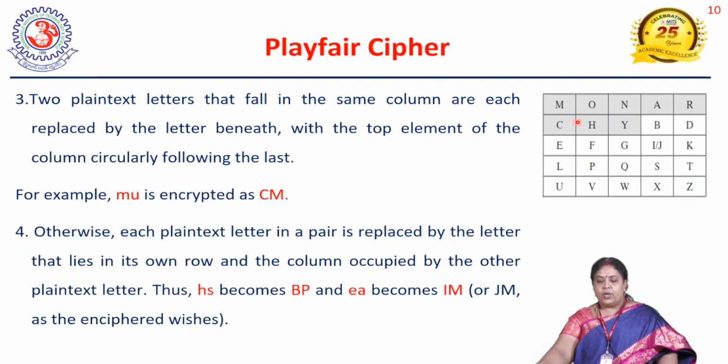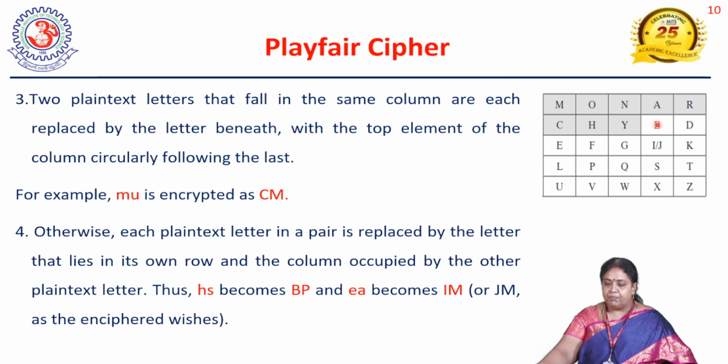Okay, so H is substituted by B and S is substituted by P. For example, E. We see here E, and where is A? A is here. You have to encrypt the plain text, the pair E and A. So E is substituted by I or J. That depends upon who is going to encrypt the message.